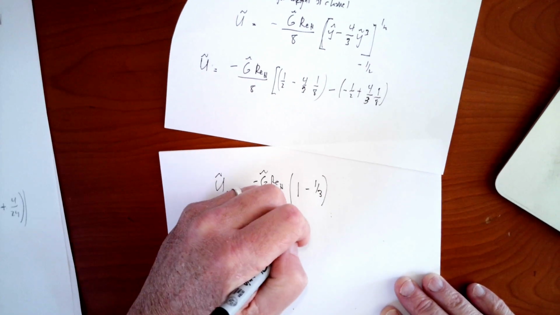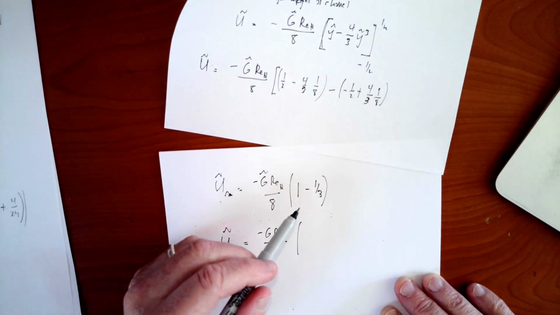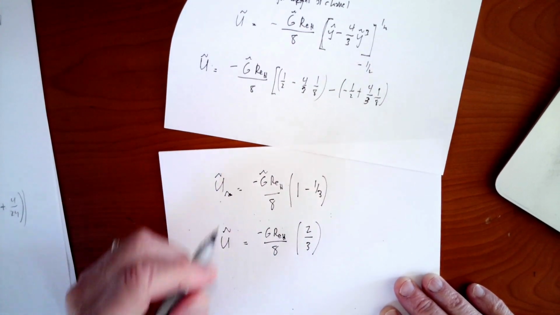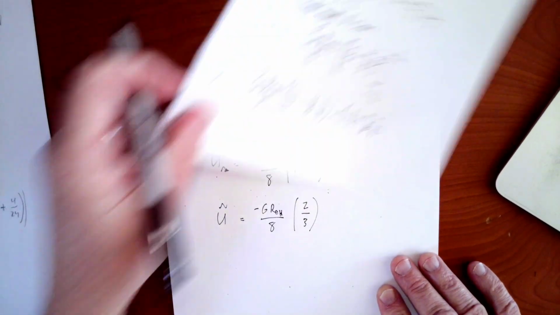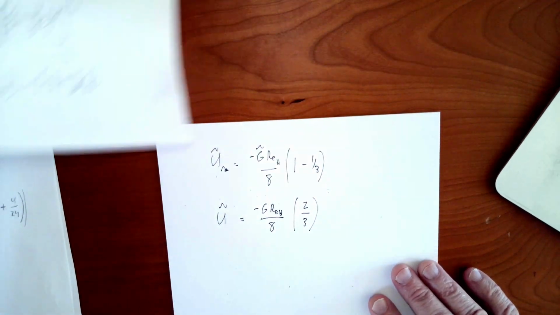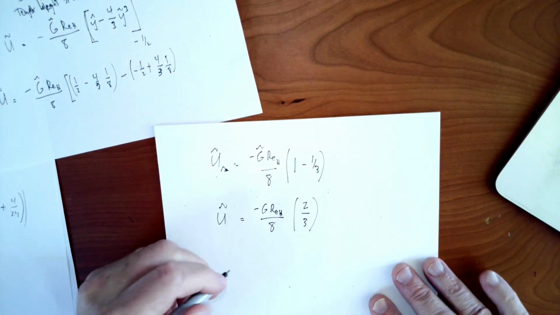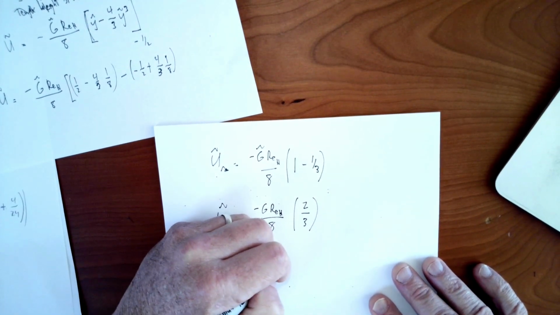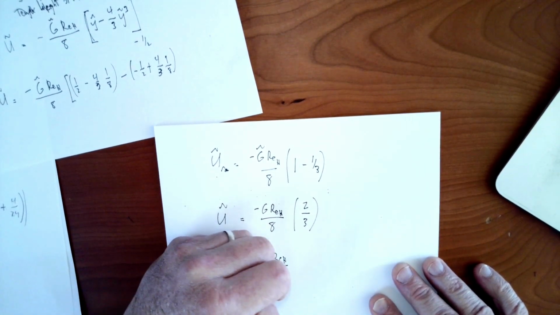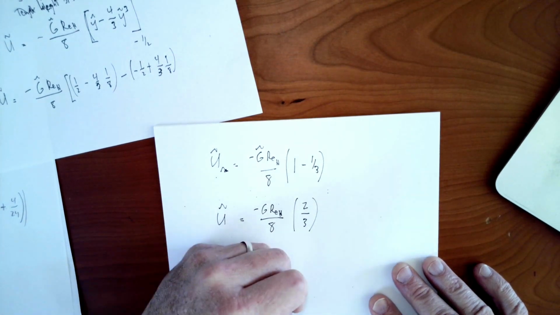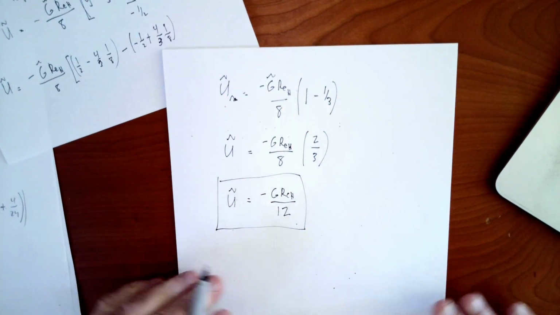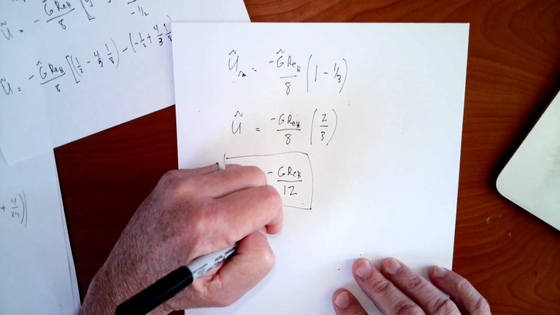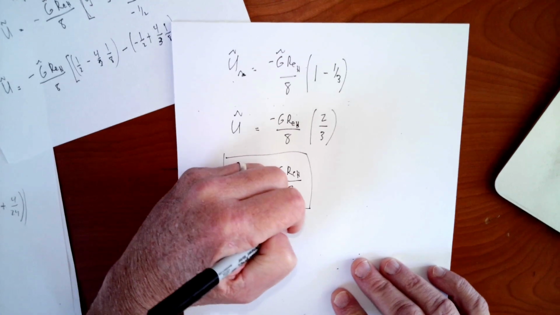So I end up with big U here as minus g REH over 8 times 2/3, right? And of course 2/3 of an 8th gives me 2/24, and 2/24 is 1/12. Minus g REH over 12. So that's my solution for the average flow velocity. So this is the average flow velocity in the channel.